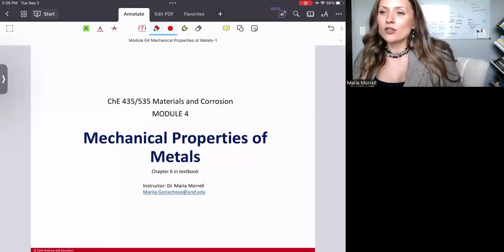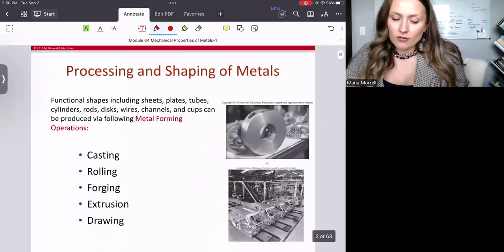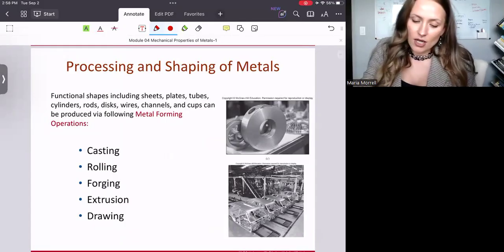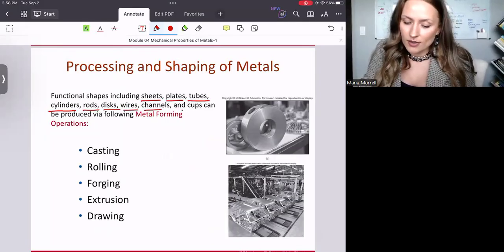Welcome to learning module number 4, Mechanical Properties of Metals. Metals typically exist in one of the following shapes: sheets, plates, tubes, cylinders, rods, discs, wires, channels, and cups.